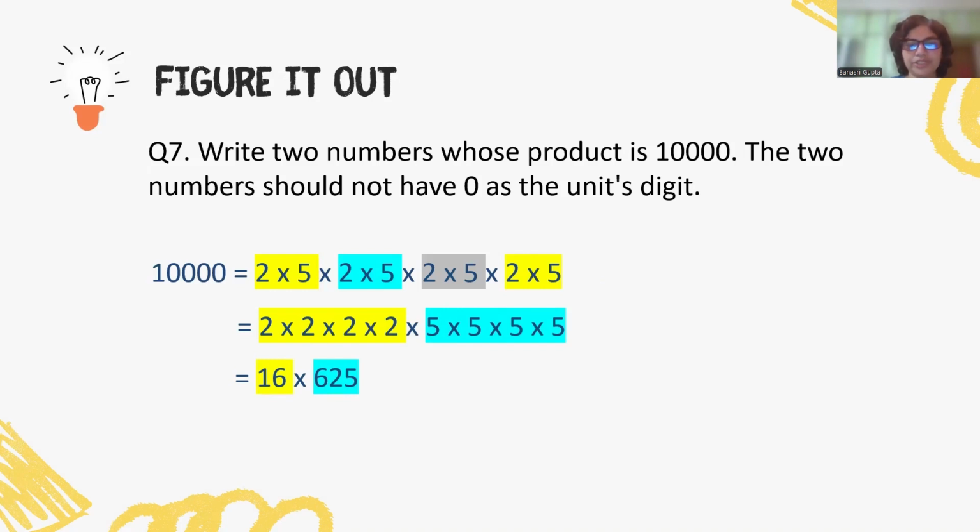Otherwise, all other combinations will give units digit as 0. If you just take any 5 to this side or any 2 to that side, then one of the numbers will become 0, right? So this is the only combination possible.